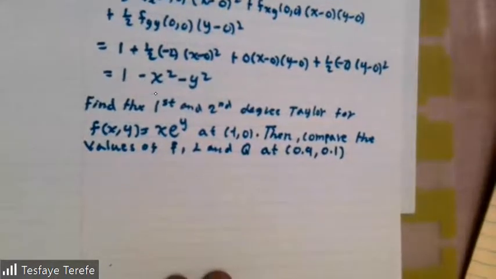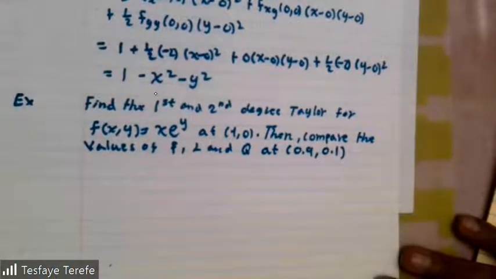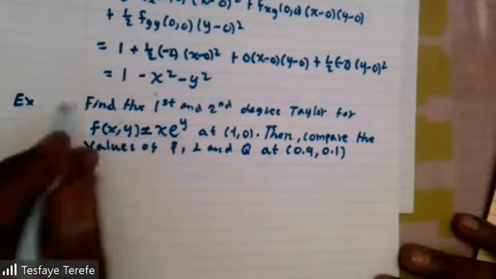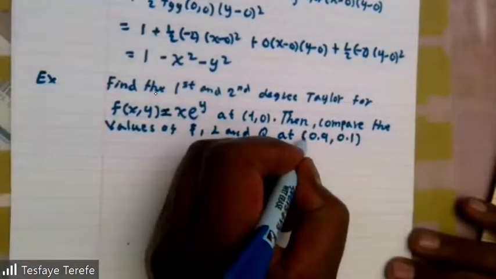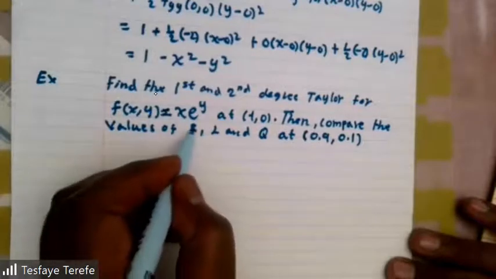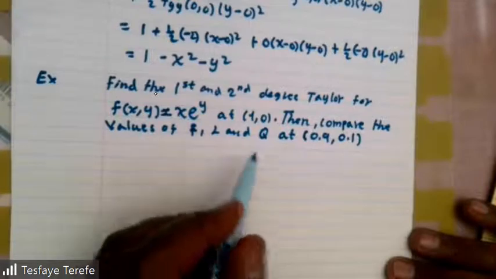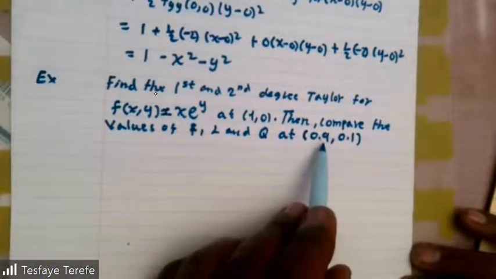Okay, so what I'm asking you here is, I want to find the Taylor first degree L and the Taylor second degree Q of this function at the point (1, 0). Then once you have done that, actually linearization is really to approximate value. So why not compare the function value, because it is easy to calculate, with the linear approximation and then the quadratic approximation at 0.9 and 0.1.